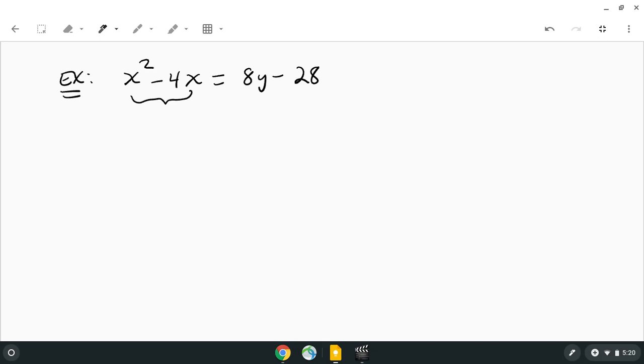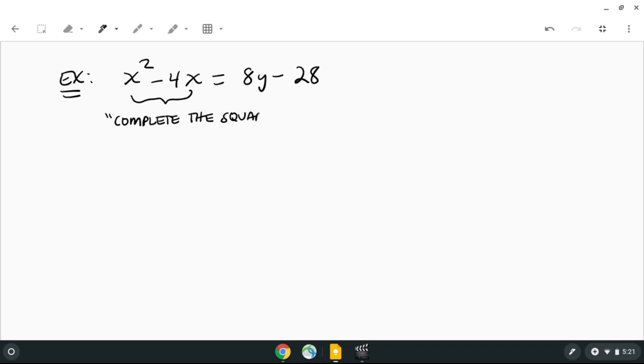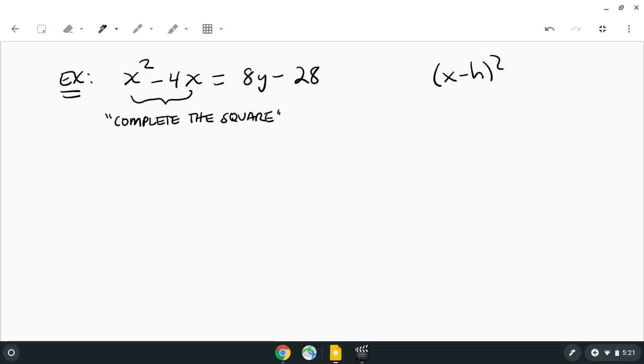So right over here, I need to complete the square. Okay, because standard form has it written like this, right? And we don't have it written like that. So we're going to try to get some binomial squared. Okay, and in order for us to do that, we have to do that process of completing the square. All right, so the way we do that, x squared minus 4x plus something equals 8y minus 28. Okay, but whatever we add on one side, you have to add on the other side.